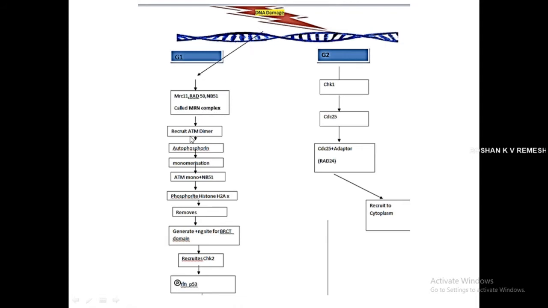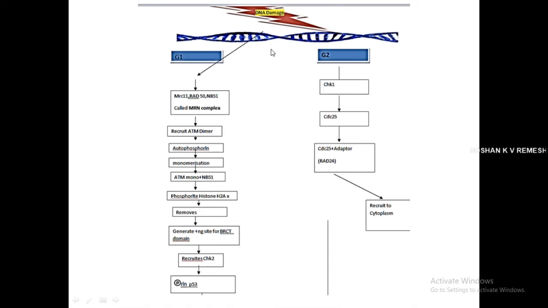That MRN complex recruits another protein known as ATM dimer. These ATM monomers have kinase activity. So each of these monomers phosphorylates another monomer. That means a kind of autophosphorylation. This autophosphorylation causes the monomerization of that dimer. Then each monomer of that ATM binds with the NBS1. So the monomer of ATM that binds with the NBS1 that is already assembled over here, that may be part of the MRN complex now.